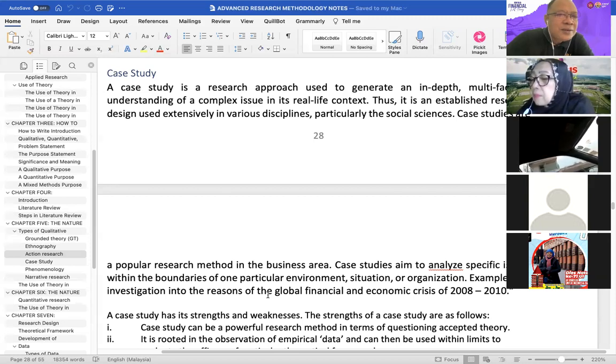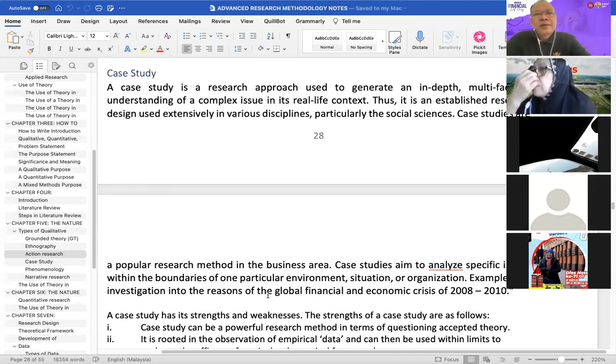You have to be persistent to find a suitable time for them. And of course, you have to be prepared with your interview protocol. It means the questions that you want to ask, you need to show to me first to confirm the validity and reliability of your interview protocol. So first, your interview protocol must be ready, and it must be linked with your research questions and your research objectives.